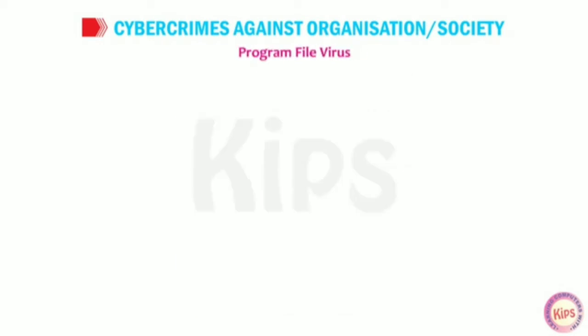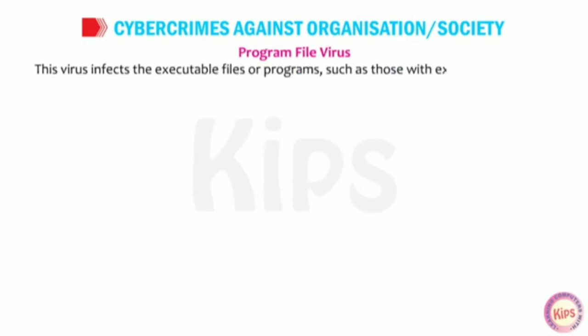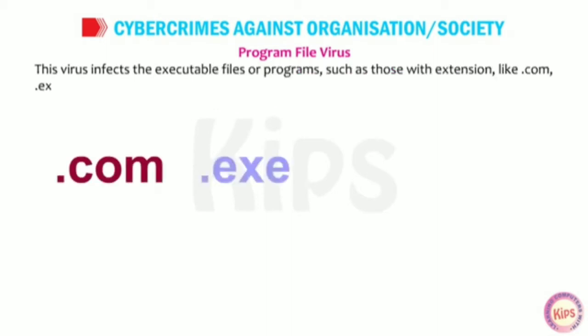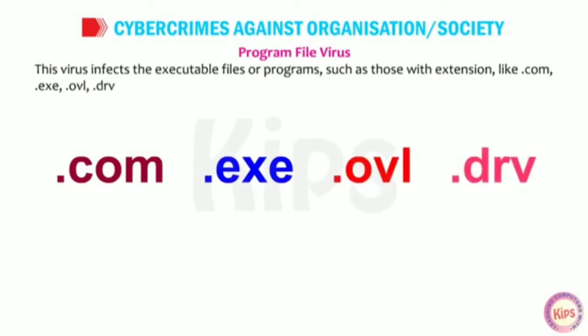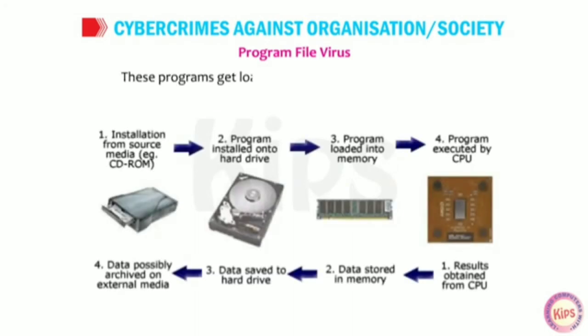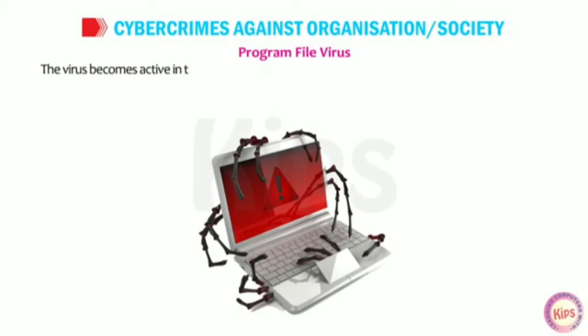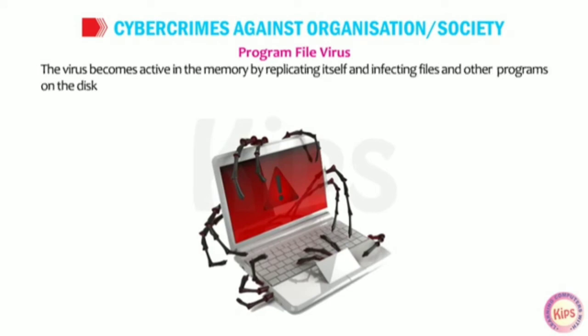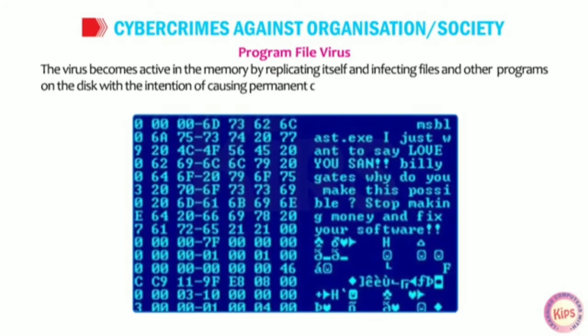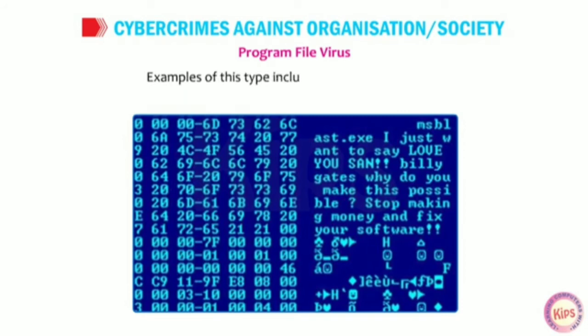Program file virus. This virus infects the executable files of programs such as those with extensions like .com, .exe, .ovl, .drv, .sys. These programs get loaded in the memory during execution. The virus becomes active in the memory by replicating itself and infecting files and other programs on the disk with the intention of causing permanent damage or making them unreadable. Examples of this virus include Sunday, Cascade, etc.